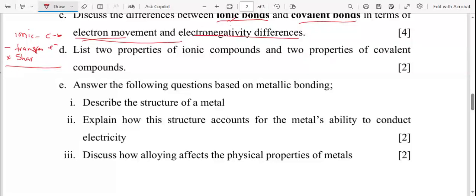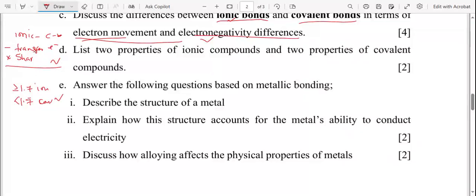Then the other thing that we need to talk about is that ionic compounds or ionic bonds form with large electronegativity. The electronegativity should be at least more than 1.7 for ionic. Then for covalent, it should be less than 1.7. So that's how we should differentiate the two.